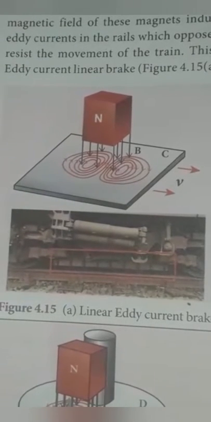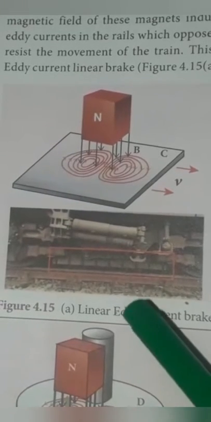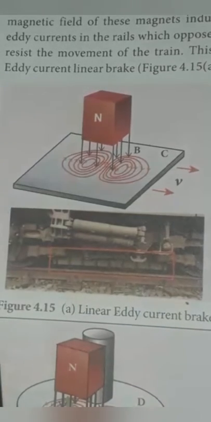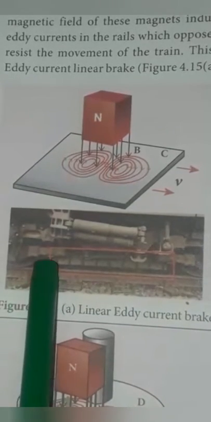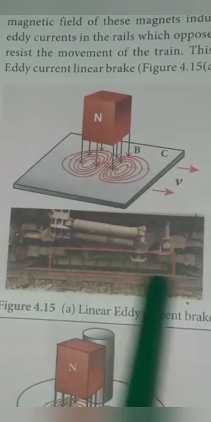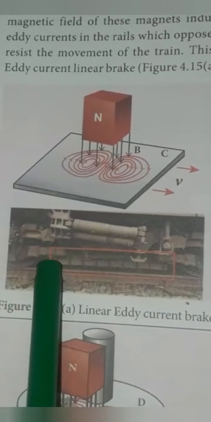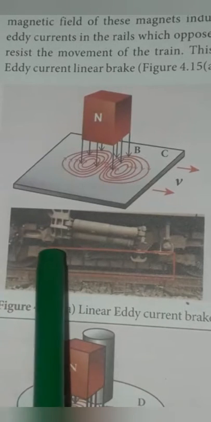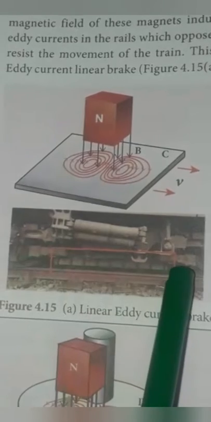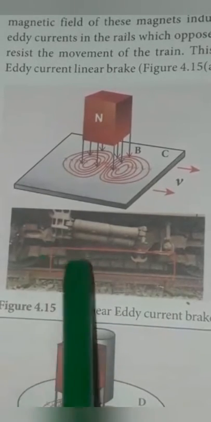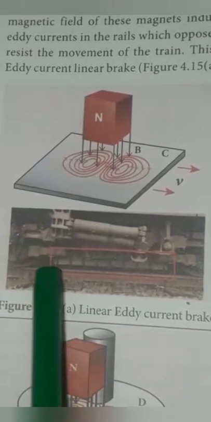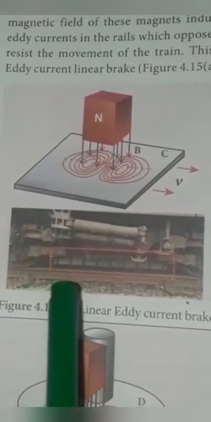The next use is the eddy current brake. This eddy current braking system is generally used in speed trains and roller coasters. We can see this diagram. This is the electromagnet. When the electromagnet is switched on, the magnetic field contacts the metal sheet, the metal tire, and produces an induced electric current in a circular shape. That is called the eddy current.